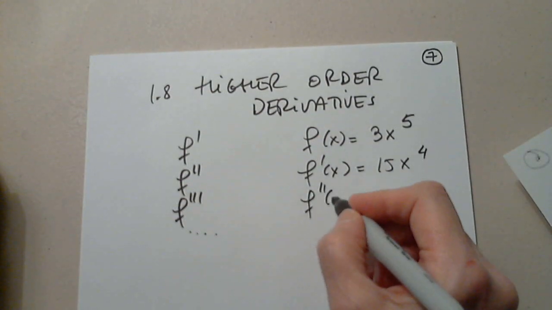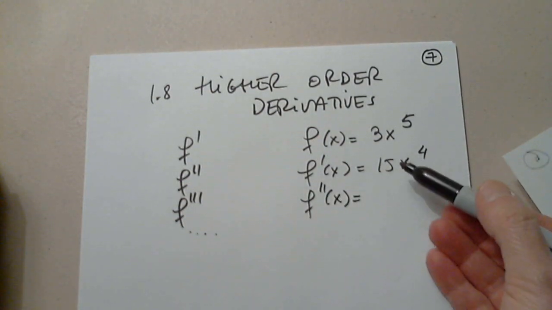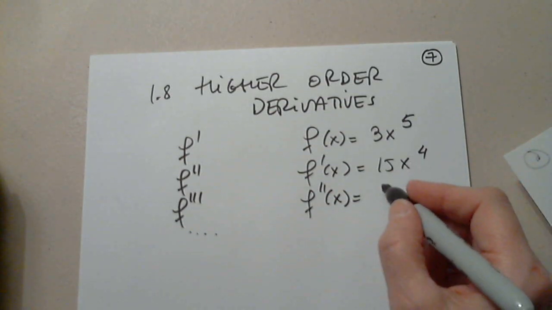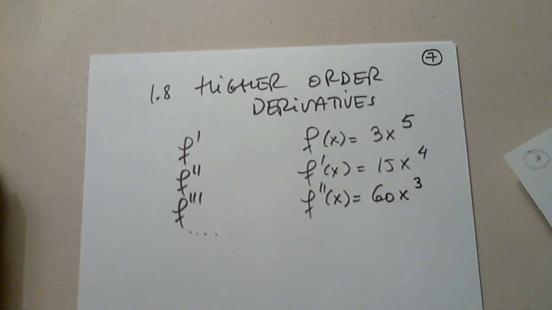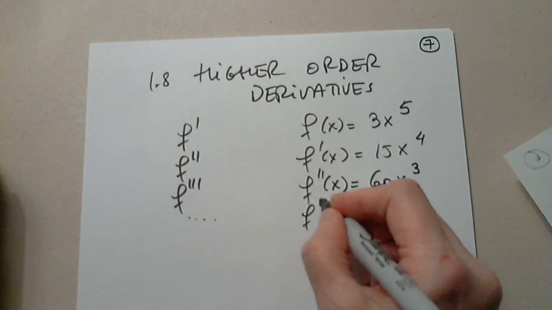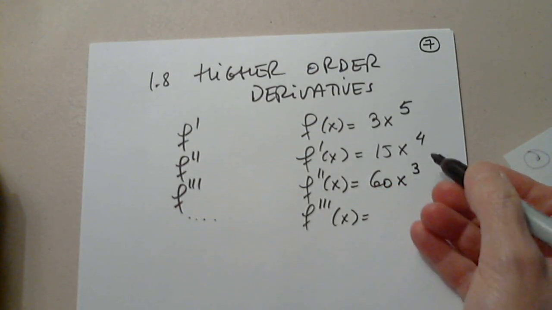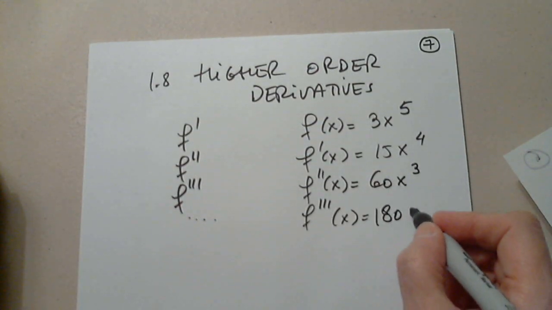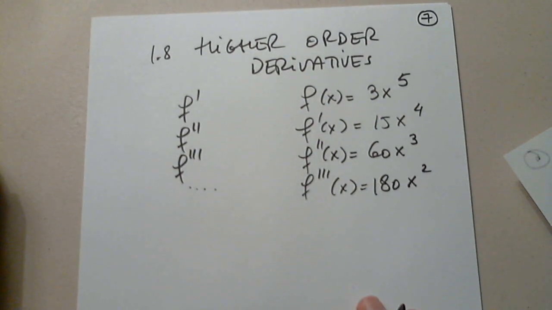Now if I want to find the second derivative, I have to multiply 15 by 4. I get 60x to the 3rd. If I want to find the third derivative, I'll multiply 180x squared. And I can continue a few more times.